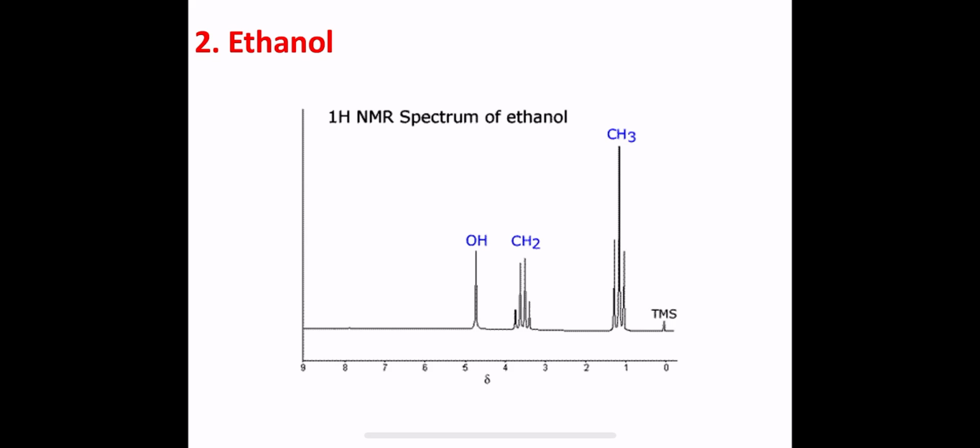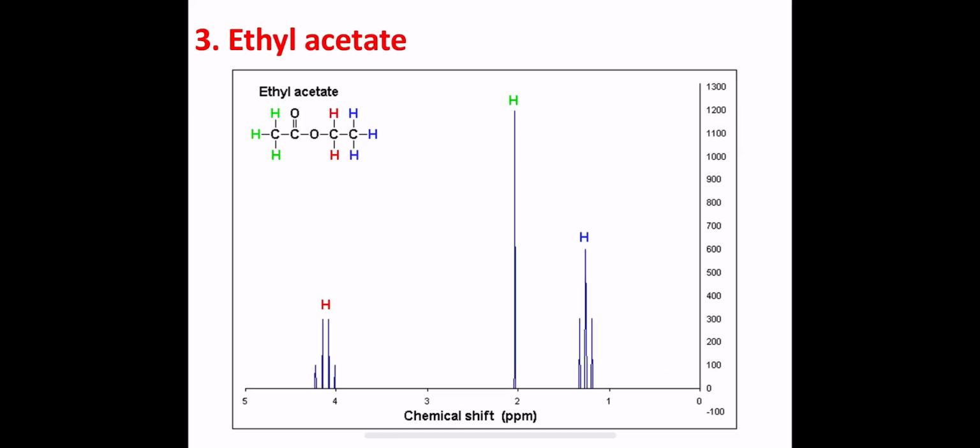The signal from the CH3 protons is split into a triplet by the CH2 protons, and the signal from the CH2 protons is split into a quartet by the CH3 protons. So this is how we are going to do the interpretation of ethanol. And the next one is ethyl acetate: CH3, COO, CH2, CH3.